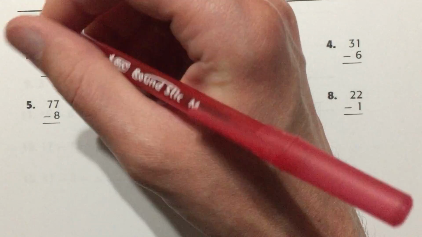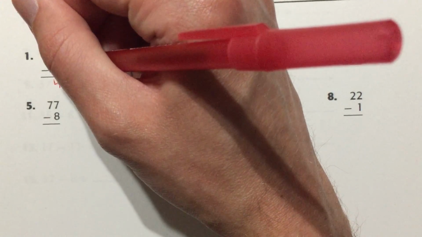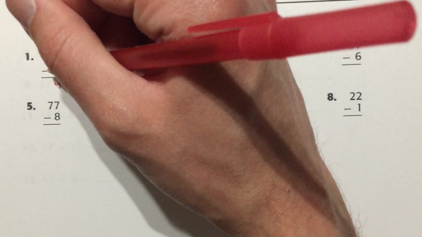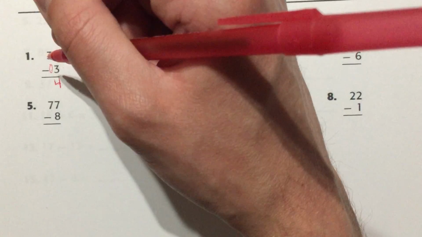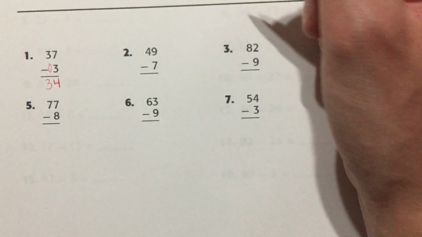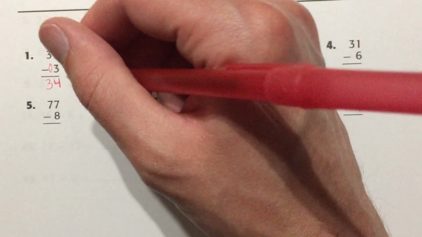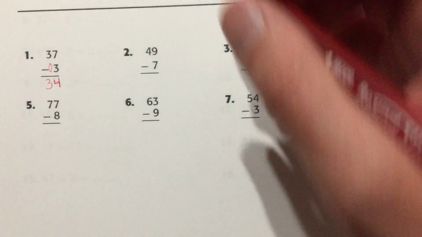And then we have 3 right here. But this is basically a 0 here. We have no 10s right here. So if we have 3 10s, 3 groups of 10, and we take away 0 groups of 10, how many groups of 10 do we have left? We still have 3. So 34 is our answer for that one. 37 minus 3 is 34.